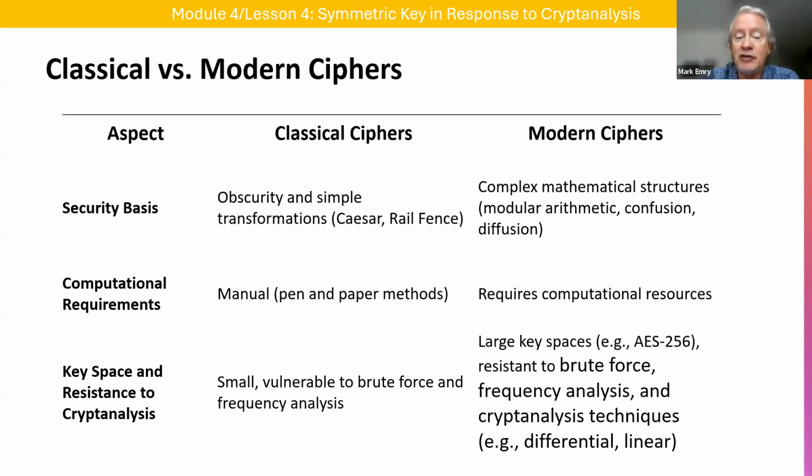With key space and resistance to cryptanalysis, the classic ciphers have small key spaces. They're vulnerable to brute force, and they're vulnerable to frequency analysis. Where modern ciphers use large key spaces like AES 256, which are resistant to brute force, frequency analysis, and cryptanalysis techniques, like differential and linear.